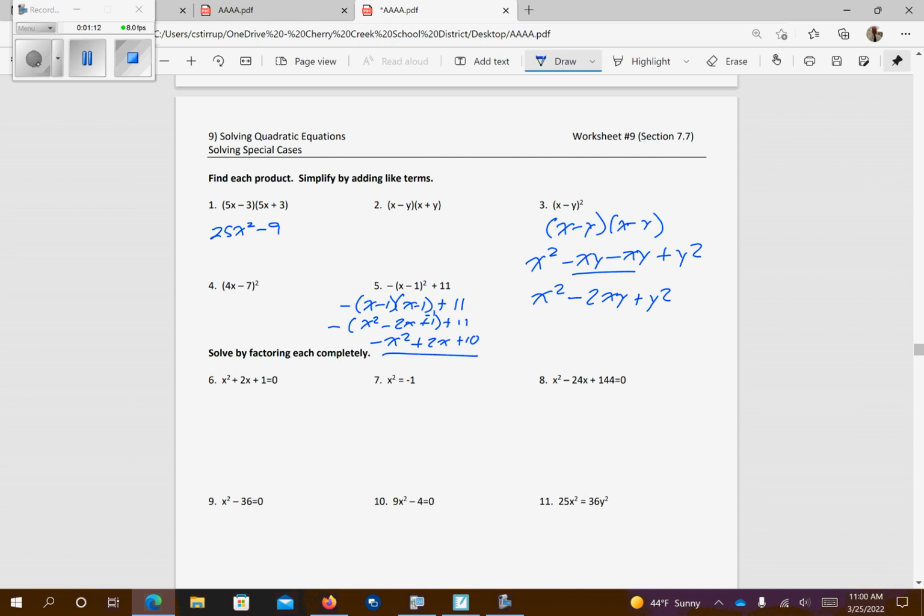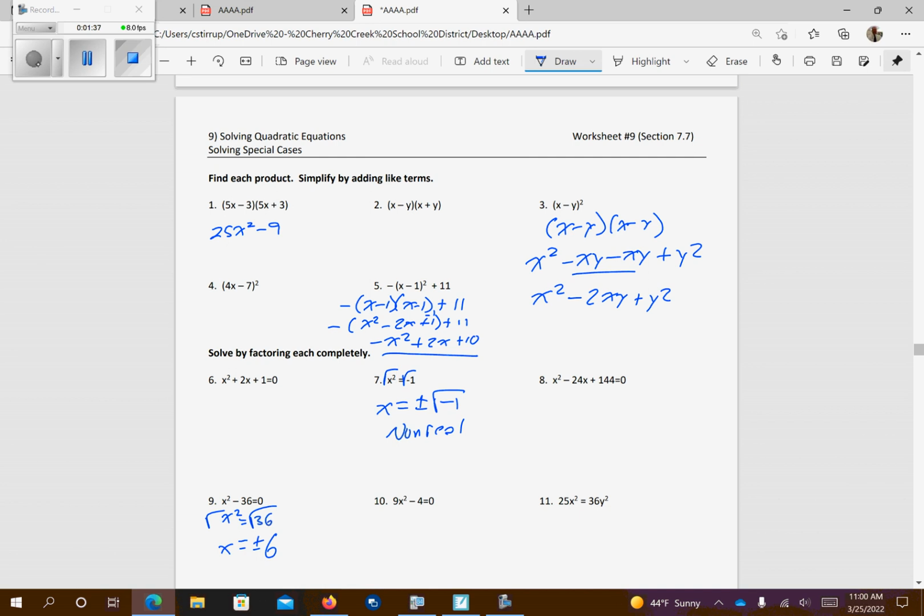Okay, for number 7, if I take the square root of both sides, I get a plus or minus, but I get a negative 1. So this is non-real. Okay, number 9, if I wanted to go ahead and do this, if I add the 36 to both sides, I get this. Root, I get x equals plus or minus 6. Don't forget the plus or minus when you take the square root of both sides.